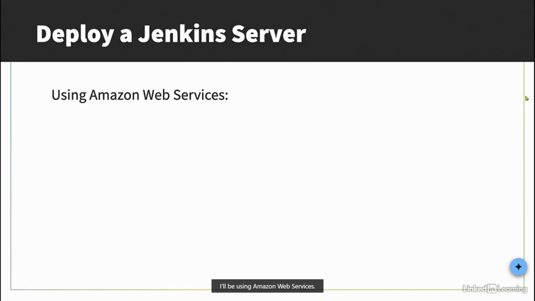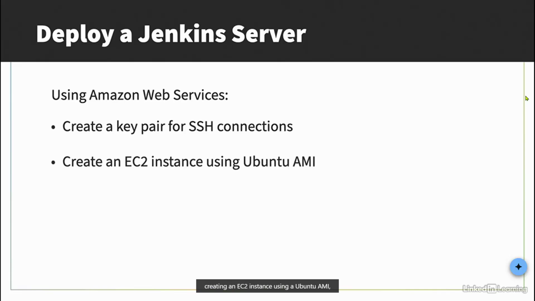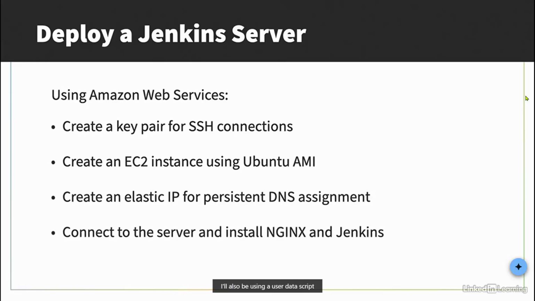I'll be using Amazon Web Services. So in my solution to this challenge, I'll also be creating a key pair for SSH connections, creating an EC2 instance using a Ubuntu AMI, and creating an elastic IP for persistent DNS assignment. I'll also be using a user data script to install Nginx and Jenkins.